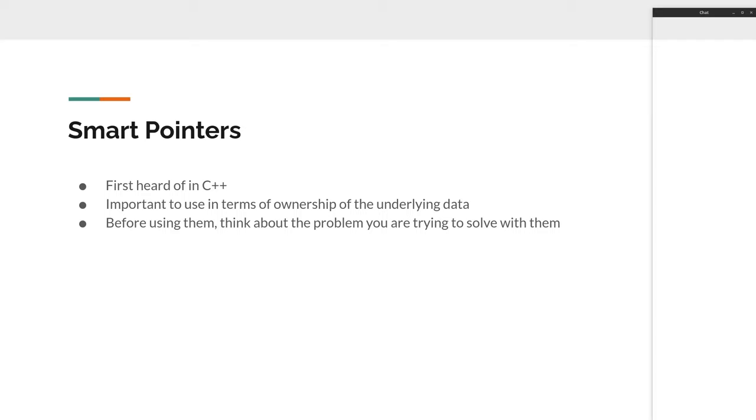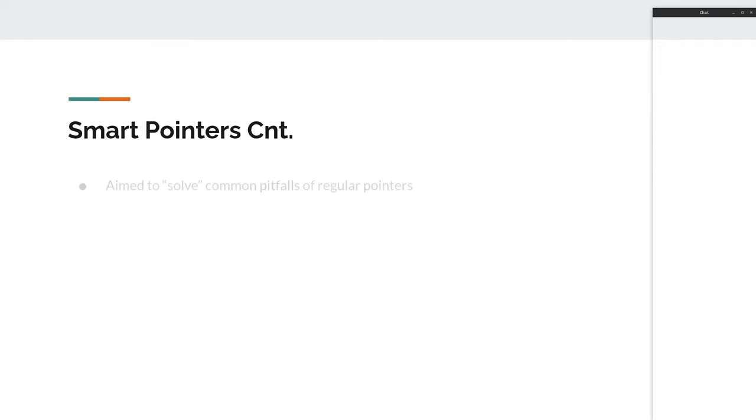Regular pointers have a lot of issues. I didn't discuss them on the previous slide, but that's what's going to come on the next one. Before using them, we need to think about the problem, which we will get back to, otherwise you just end up with the issues of dumb pointers and then smart pointer issues on top of that. So let's look at the common pitfalls with regular pointers.